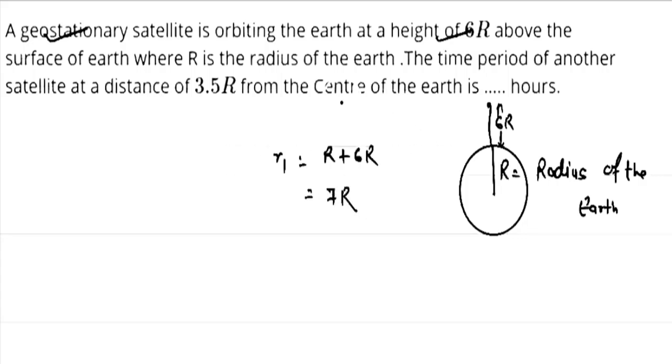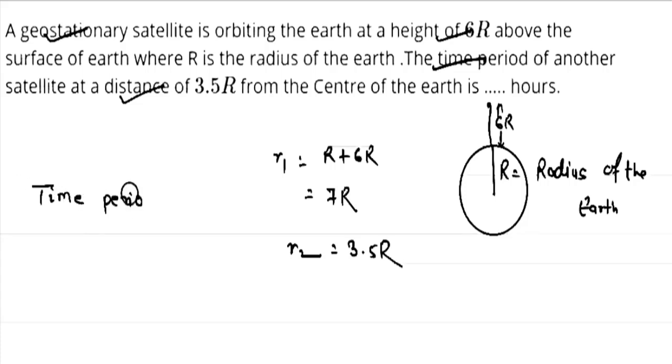Now it is also given that the time period is for another satellite at a distance, let it be r2. For another satellite, this is equal to 3.5R. Now we have to find the time period. So in this question we have to find the time period.